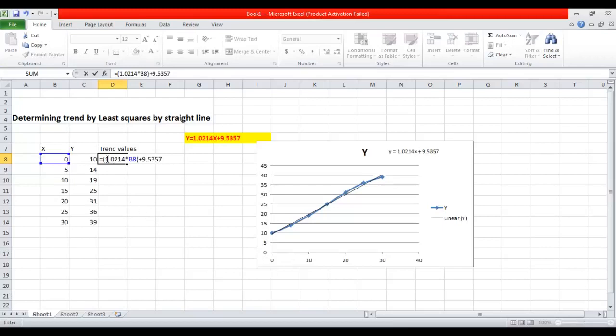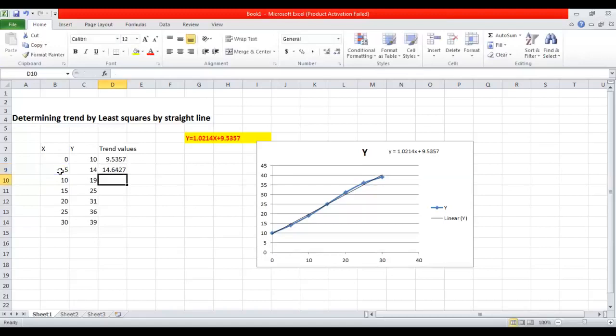If you observe, 1.0214 into x, that is, I have selected the x value, plus 9.5357. Click enter, and you will get the first trend value as 9.5357. Similarly, you can find the remaining values also. How will we find them? Type equals, then the equation: 1.0214 into the x value, this is the x value, close the bracket, plus 9.5357.